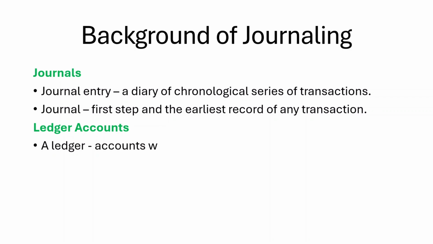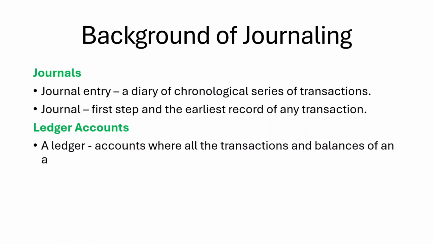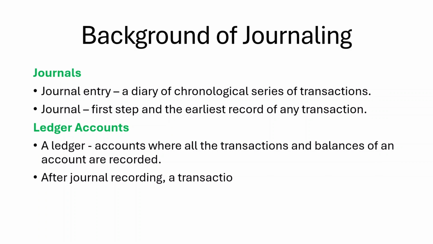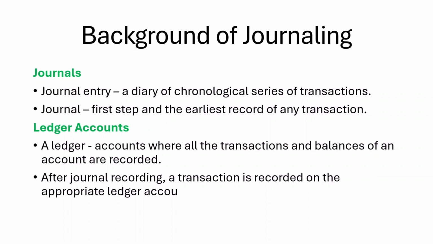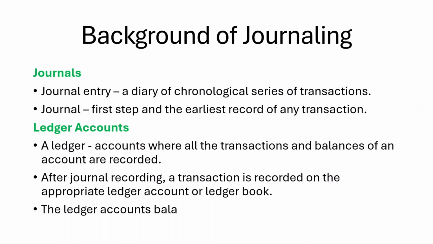A ledger is where we have the T accounts, where all the transactions are grouped into their respective accounts, unlike the journals where they are just put all together in a chronological order. In a ledger account, they are grouped into the specific accounts where they belong, and the balances obtained from the T accounts are then used to prepare the financial statements of an organization.